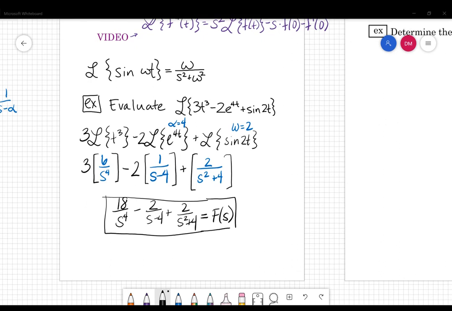Let me do a little time check here. I'm going to do a second video that covers inverse Laplace transforms, equally as important for this section, but I'm going to go ahead and stop this video here and start that second one in a moment.